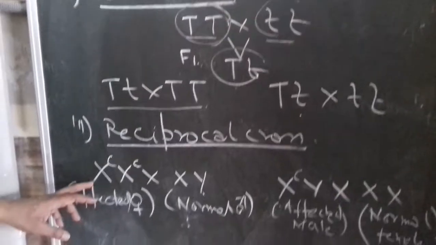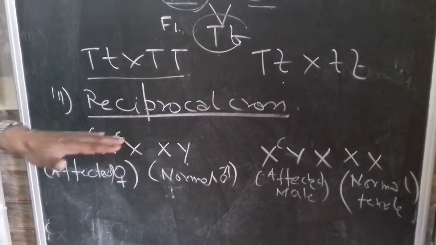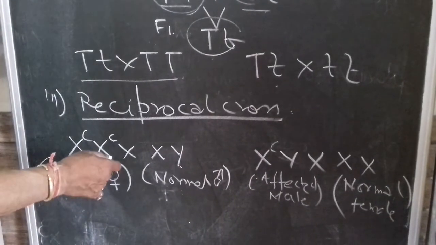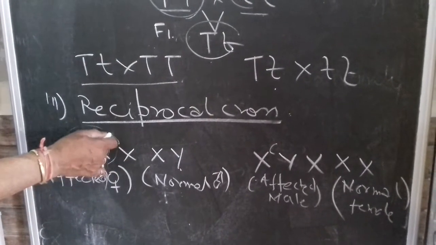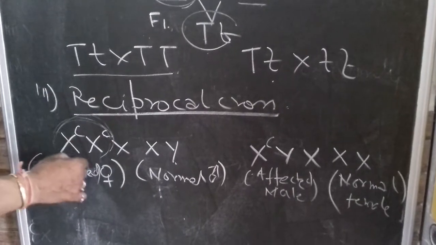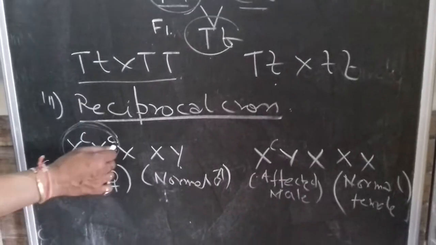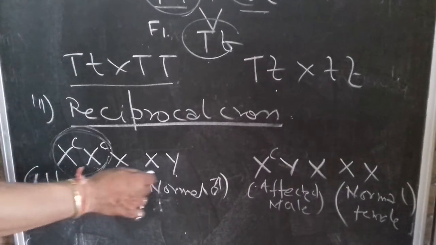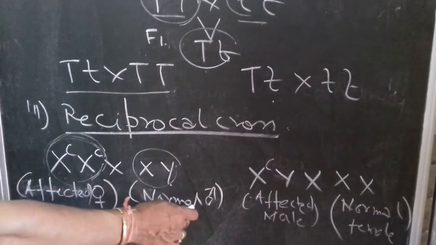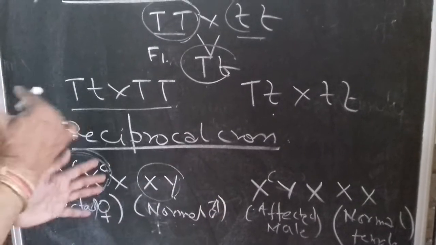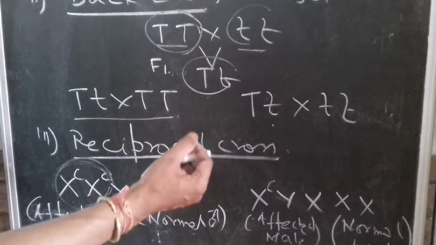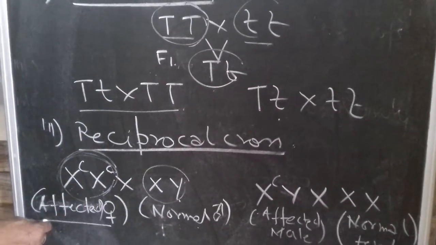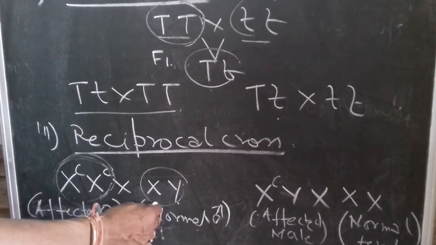The third type is a reciprocal cross. This is of course done to find out sex-linked characters in human beings. For example, here we say XC and XC, the affected colorblind gene which is carried on the X chromosome, and this is XY, a normal father. So here what we do, we interchange the sex of the individual with the similar type of phenotype. For example, this is an affected female crossed with a normal male.